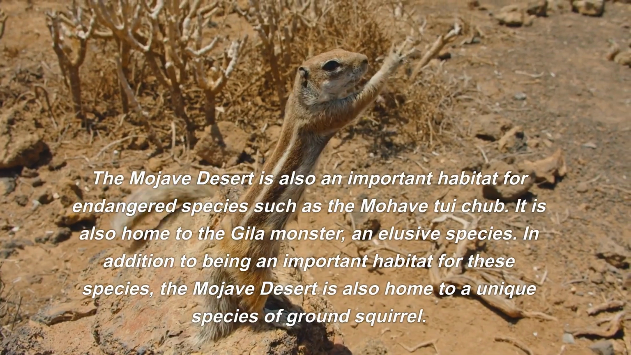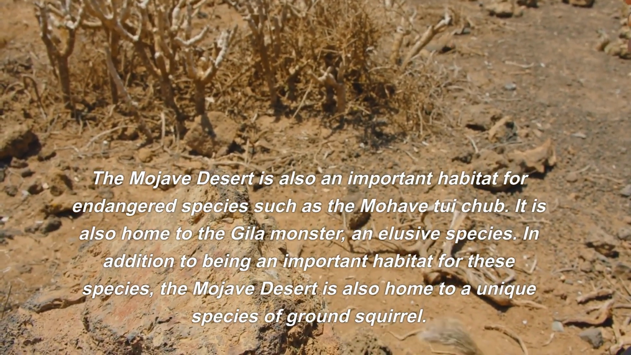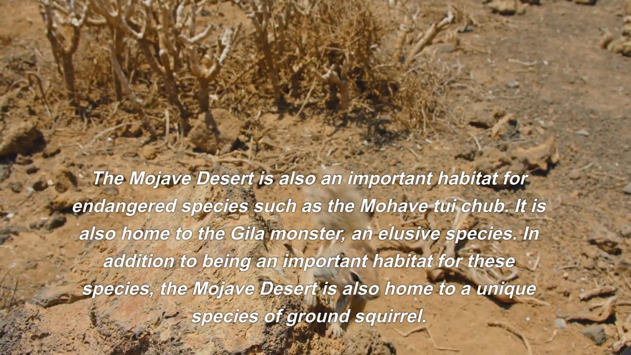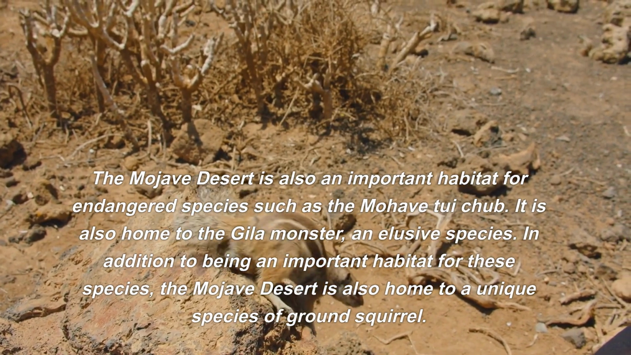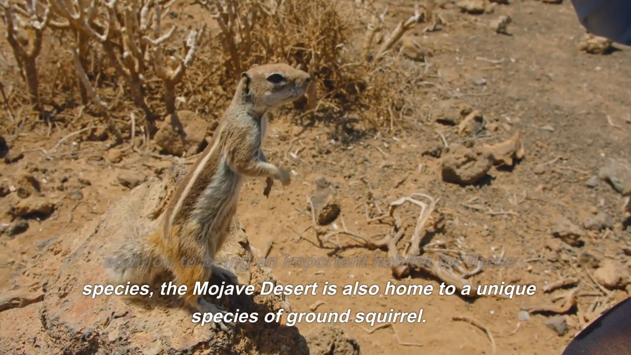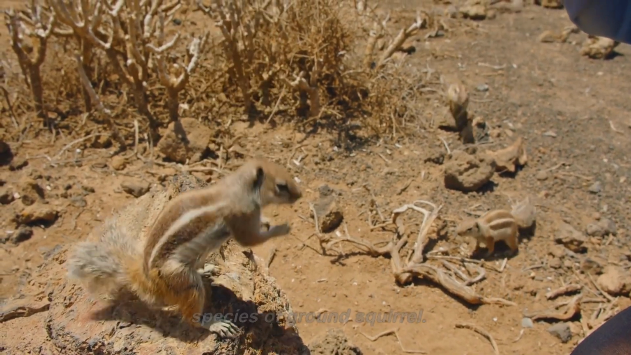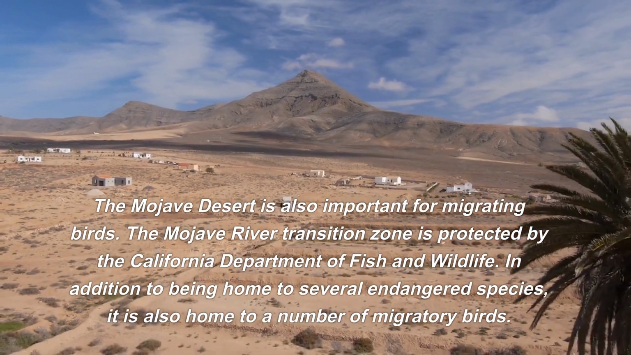The Mojave Desert is also an important habitat for endangered species such as the Mojave tui chub. It is also home to the Gila monster, an elusive species. In addition to being an important habitat for these species, the Mojave Desert is also home to a unique species of ground squirrel. The Mojave Desert is also important for migrating birds.